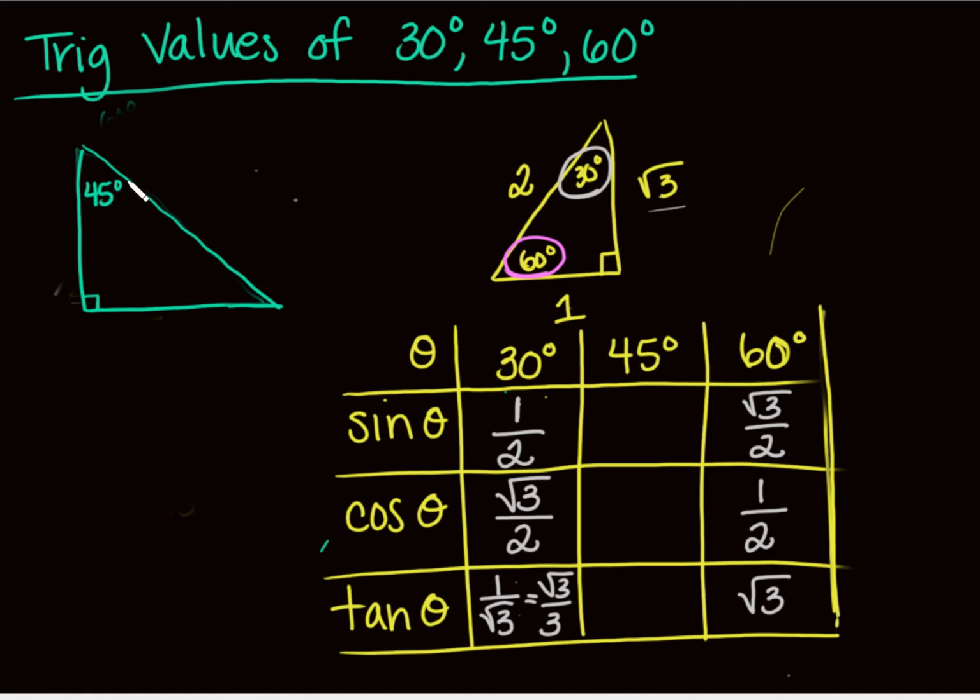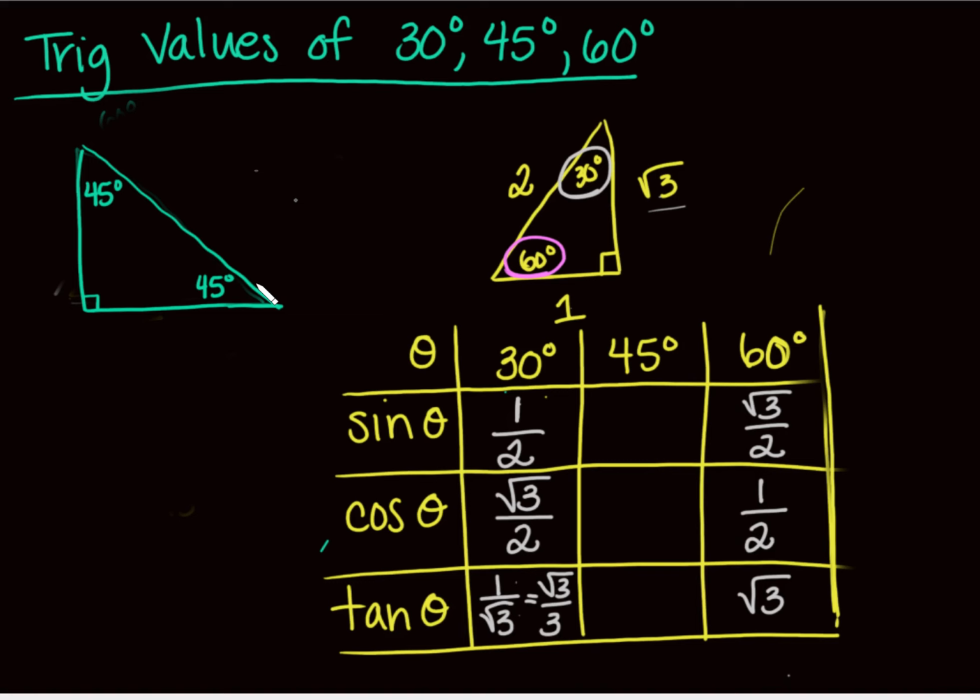What would that make the other angle? Well, 90 minus 45 is 45. And so what does that mean? That means that this must be an isosceles triangle, right? Because these two angles are the same, the lengths opposite those two angles must be the same. So I need to pick a number for those opposite sides. Because remember, the trig values only depend on the measure of the angle and not the size of the triangle, okay? So I'm going to go easy here.